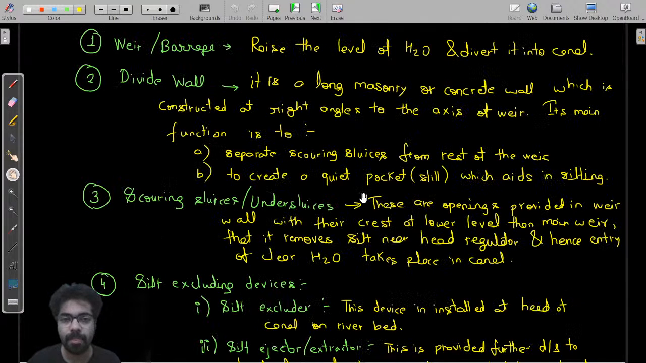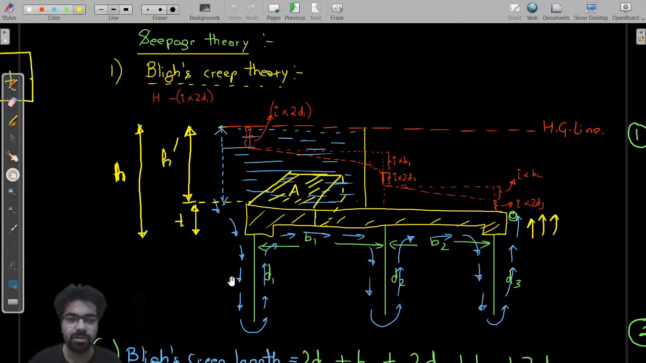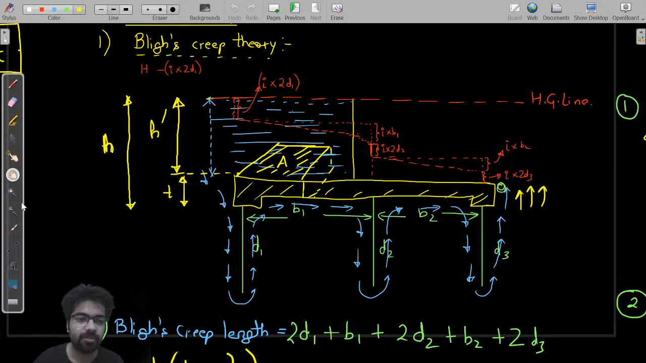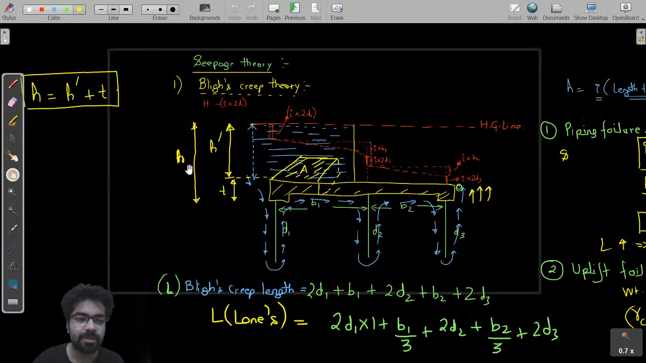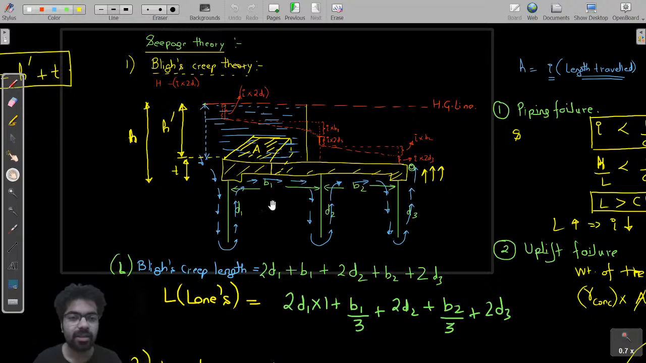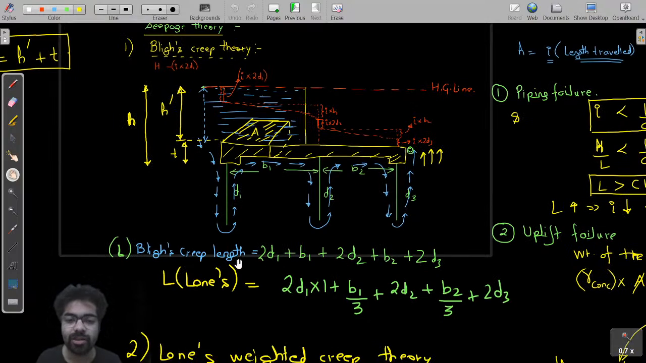Now study the functions of all the components, which you all know till now. Then we have studied Blight's theory, which you all remember. According to Blight's theory, water moves from the upstream end to the downstream end not by flowing but by creeping. According to Bligh, water crept along the piles or along the floor and reached the downstream end. So the total length you all calculated.